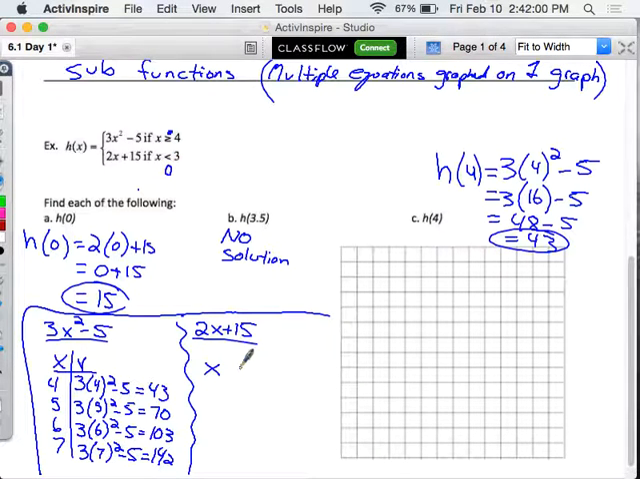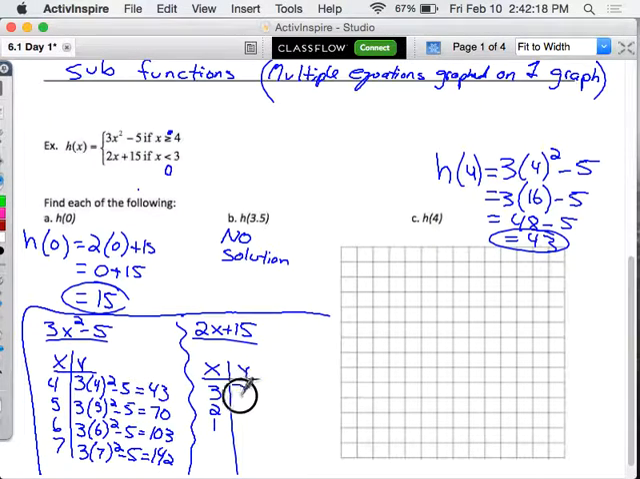So x, y, and we have to plug in things that are less than 3. So I'm going to plug in 3, 2, 1. That'll be good. As long as you do 3 or 4 points every time, that's okay.